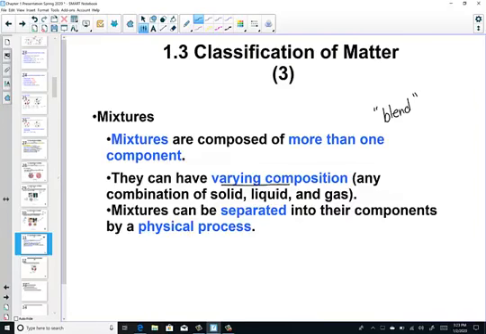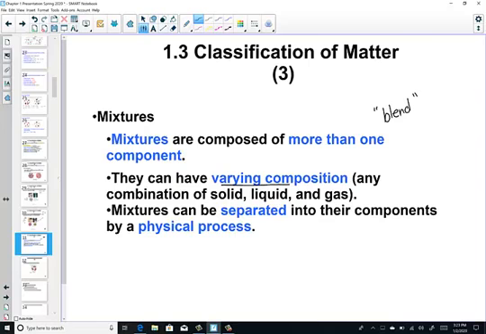Mixtures can be separated into their components by physical change. A blend of two or more ingredients, they have varying composition and can be separated into their components by physical processes. Remember, a compound had a definite composition. A mixture has a varying composition.